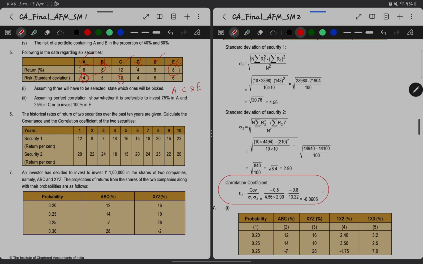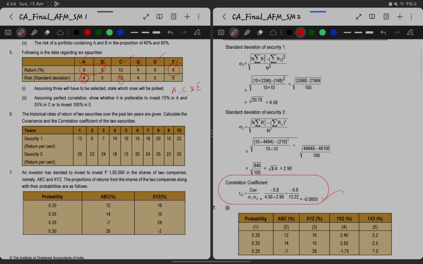our covariance formula will give us the correlation coefficient, which is nothing but negative 0.0605. So it is negative correlation, as we have seen in the previous videos. Positive correlation signifies the linear relationship of forward movement, or movement in the same direction. In case of negative it is the opposite direction.